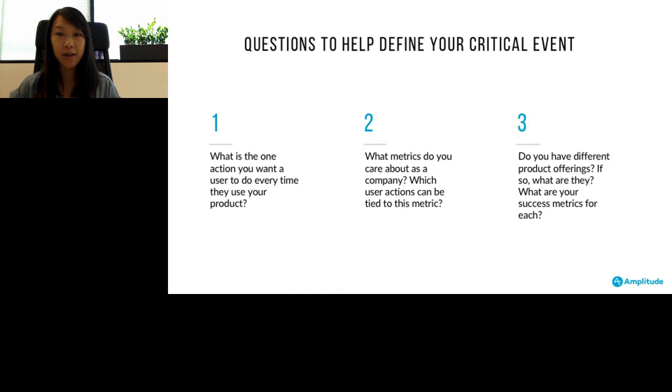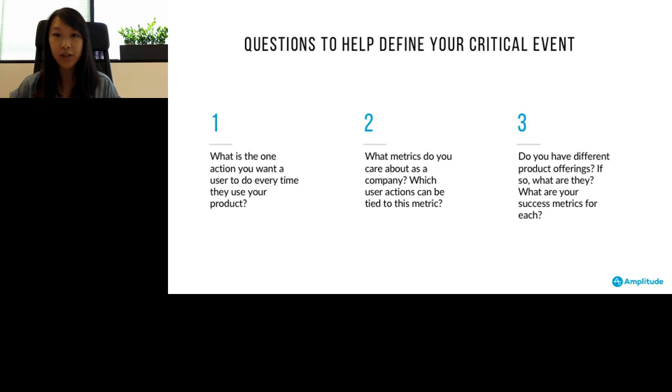Now, if you still want some guidance helping decide what your critical event should be, here are a few questions that you can ask yourself to help clarify that. The first one is, what is the one action that you want a user to do every time they use your product? If you had to pick just one really important thing that gets at the core of your product, what is it? The second one is, what metrics do you care about as a company?